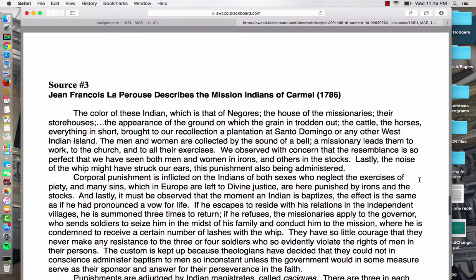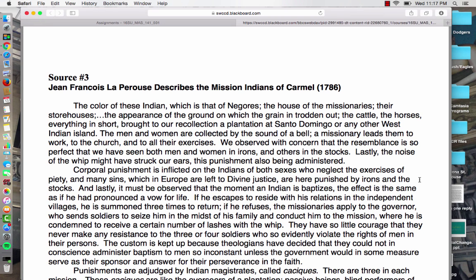Okay, source 3 takes us to 1786, and here we see a Frenchman, Jean-François La Perouse. What La Perouse is talking about is something comparable to what Father Jaime talks about in source 2, but in source 3, La Perouse is essentially criticizing what's going on in the mission systems in terms of how the friars are treating the Indian people.